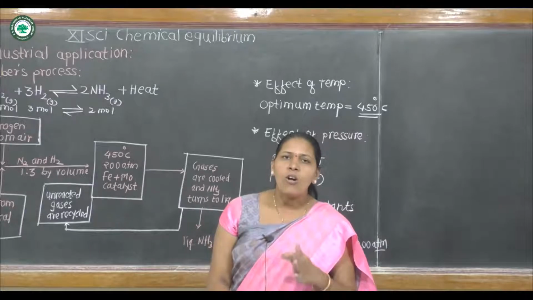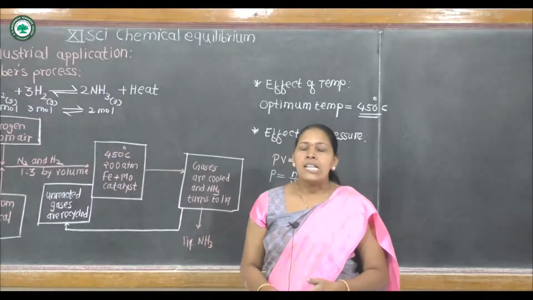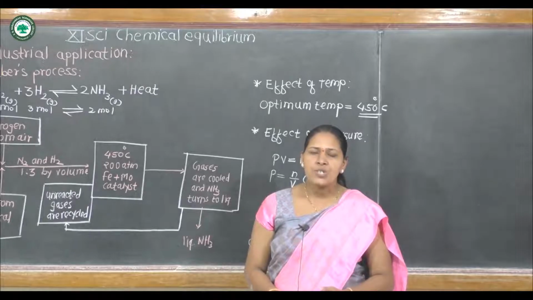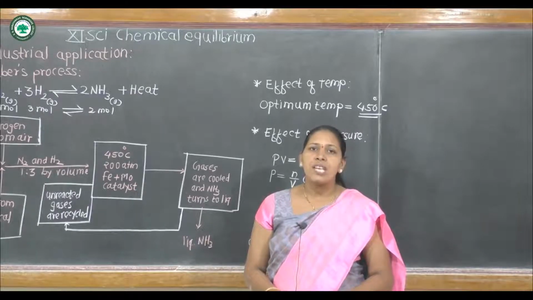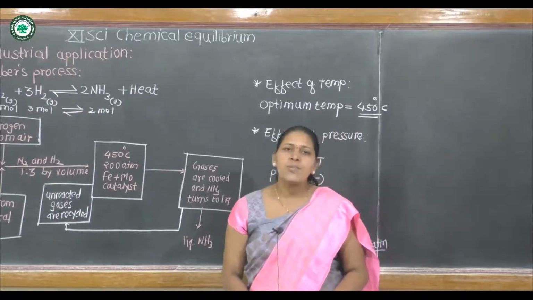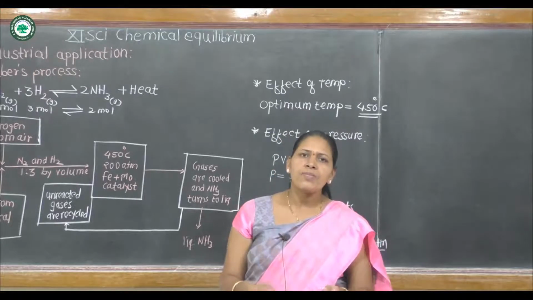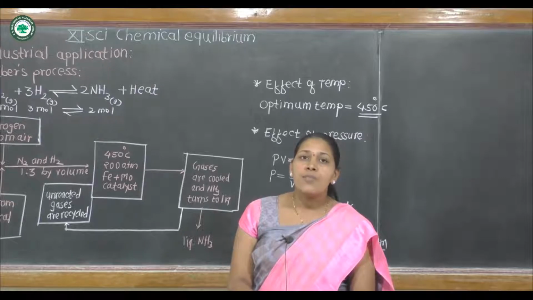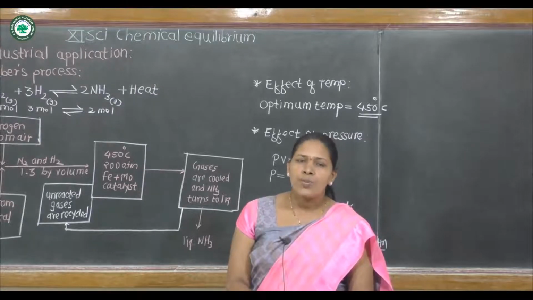This is all about industrial application of chemical equilibrium, that is, formation of ammonia by using Haber's process. For a multiple choice question, one question will be asked: what is the name of the process of formation of ammonia?